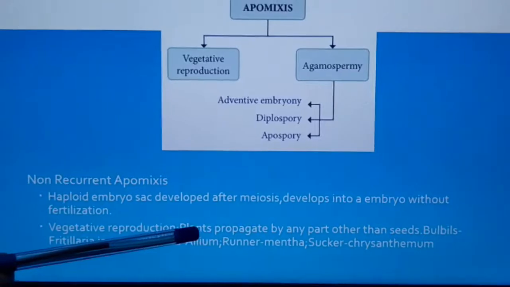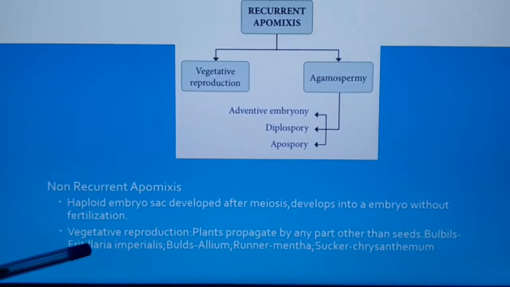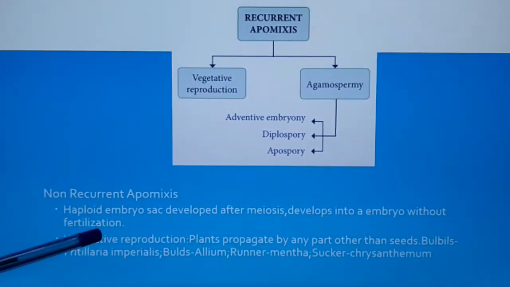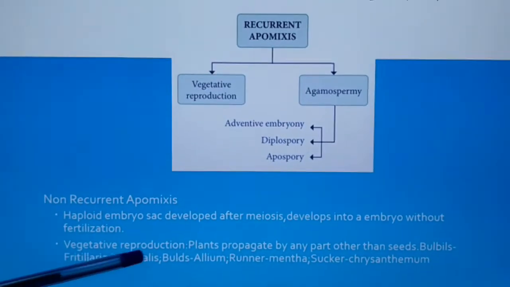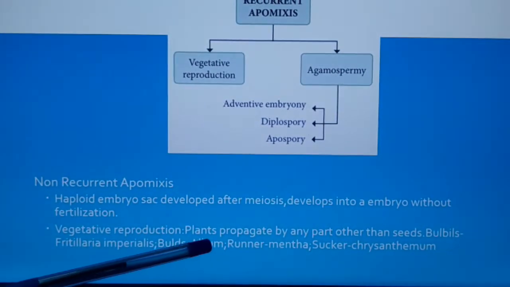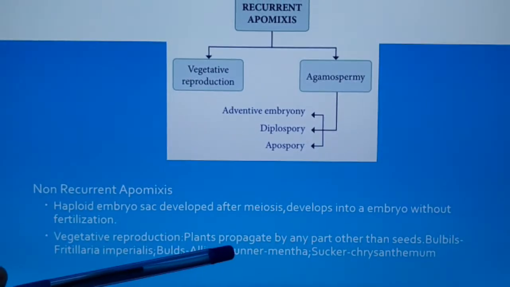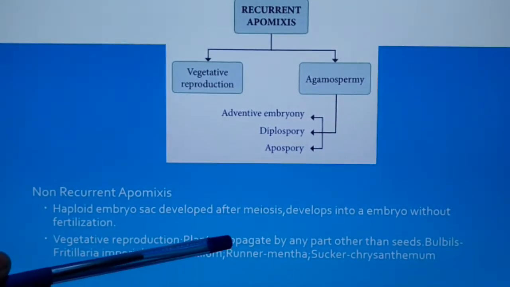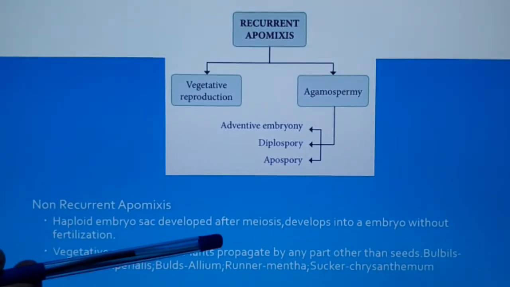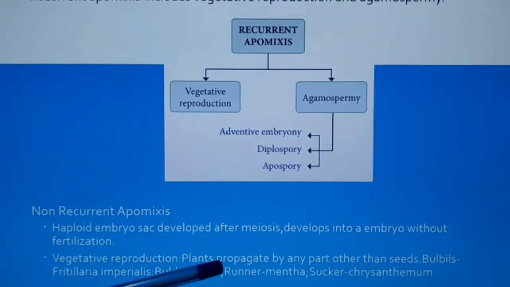For example, bulbils give rise to a new plant, for example in Fritillaria imperialis. In Allium, the onion, the bulbs are involved in the formation of new plants. And runner: in Mentha arvensis, the runner is used to give rise to another plant. Sucker, example chrysanthemum.